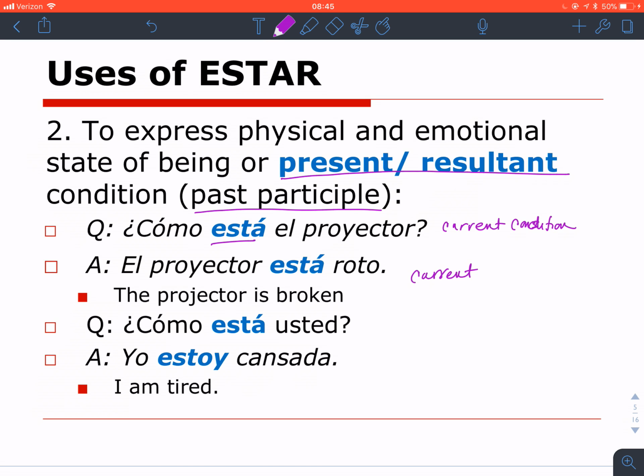But this also indicates that at one point it was not broken. Currently it is, but at one point it was not broken. So in a sense, estar would describe the effect of a prior cause. The same thing is true for ¿Cómo está usted? Yo estoy cansada. When I ask this question and answer it, estoy cansada, the indication is that something caused me to be currently tired.